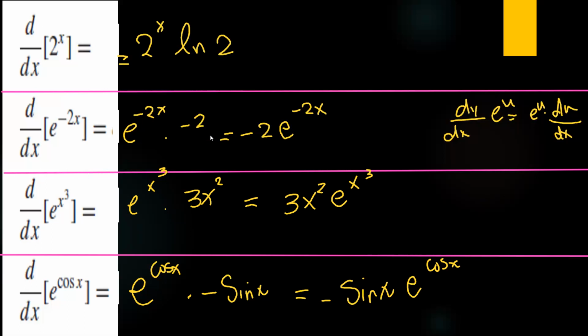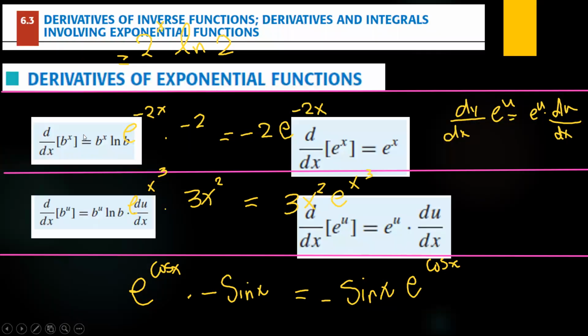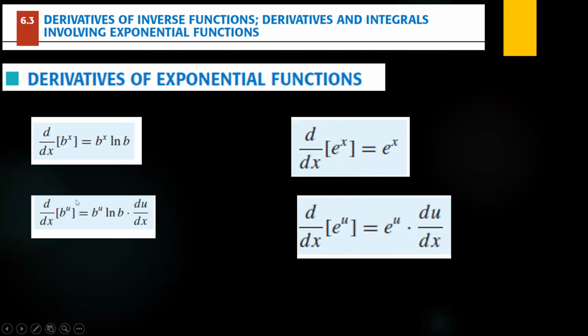So let's repeat them. The derivative of b to the power x is b to the power x ln b. And if you have b to the power u, it will be b to the power u ln b times du over dx. If you have e to the power x, it will be the same, e to the power x. But if you have e to the power u, it will be e to the power u times du over dx. Let's now evaluate the derivative here.